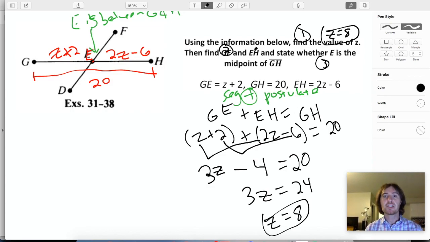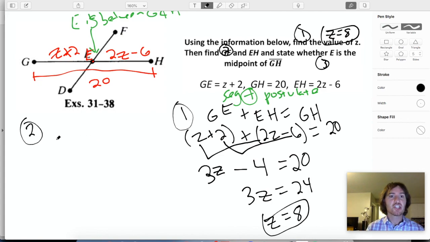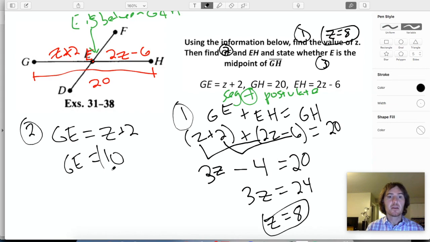Step 2, find GE and EH. So always go back in geometry, always go back to make sure you answered the whole problem. That's very, very important here, okay? So this was number 1. Let's do number 2 over here. Stay organized. Hopefully you can follow what I'm doing here. And we got to get GE. Well, GE is Z plus 2. And Z we got is 8, so that means it's got to equal 10. GE equals 10.